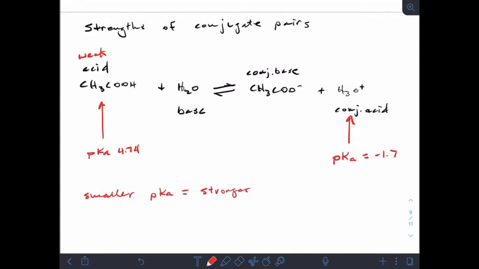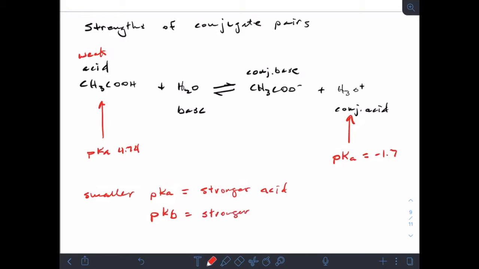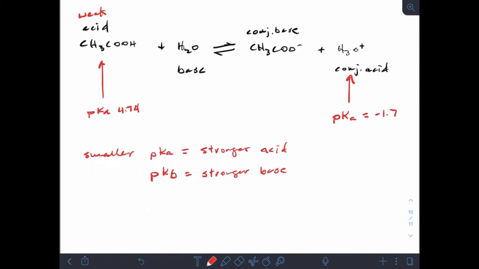right? Same thing goes for pKb. So pKa is related to the acid dissociation constant, pKb is the base dissociation constant. So lower pKa gives us a stronger acid, lower pKb means a stronger base. Okay, so let's take a look at the conjugate pairs. Comparing base strength from acid strength.